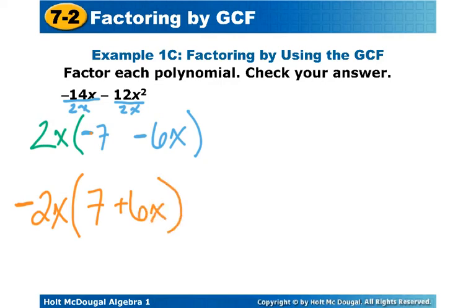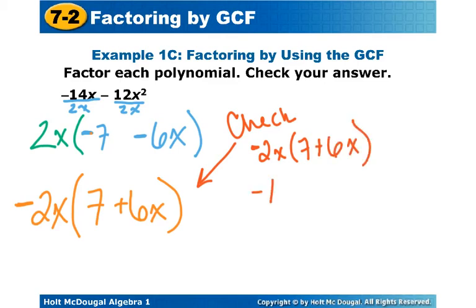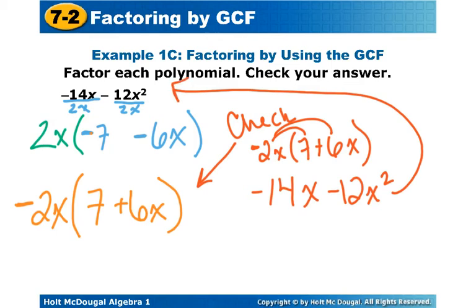Okay? And now if I check my work, I'm going to check using this bottom one here with taking out that negative 2x value. And I'm going to distribute that in. So I get negative 14x minus 12x squared. And isn't that what I started with? Yes. So if you notice that all the values are negative, you're able to take out a negative factor. Okay, so your greatest common factor doesn't always have to be positive. It can be negative also.